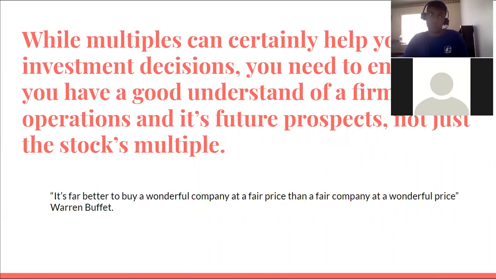So while multiples can certainly help you make an investment decision, you need to ensure you have a good understanding of a firm's operation and its future prospects, not just the stock's multiples. Like Warren Buffett says, it's better to buy a wonderful company at a fair price than a fair company at a wonderful price. What I mean by that is, let's say I want to buy a steak that costs $3 a pound, compared to another steak that costs $12 a pound. Which one would most people choose? They would choose the one that costs $3 a pound because it's cheap.